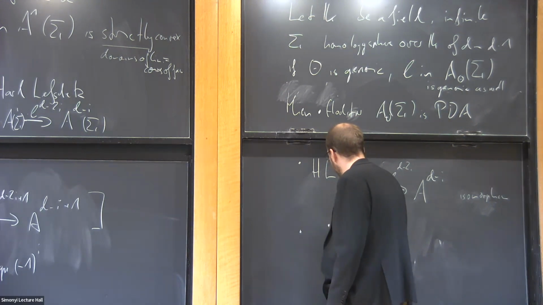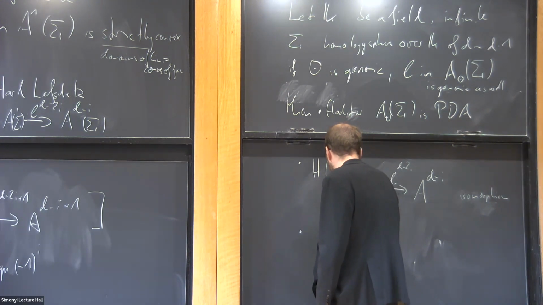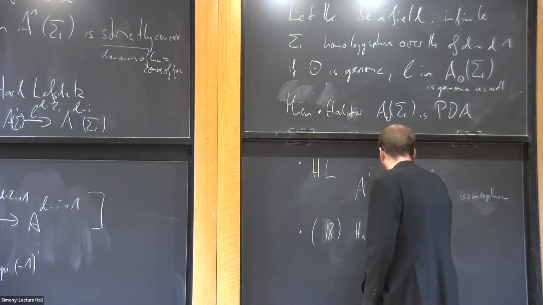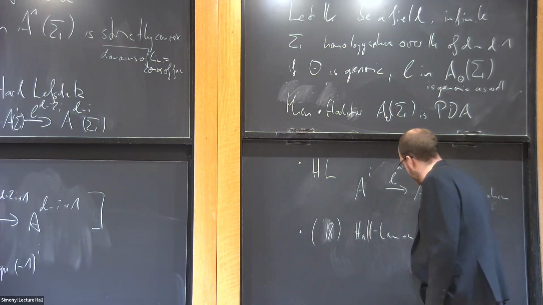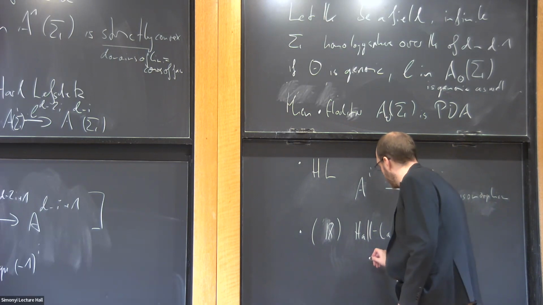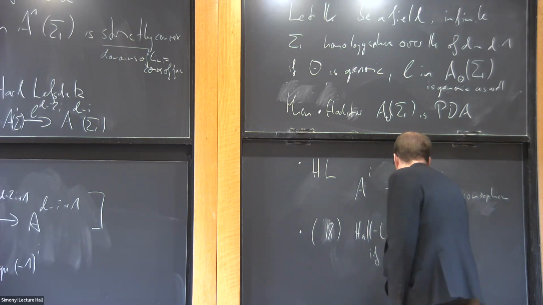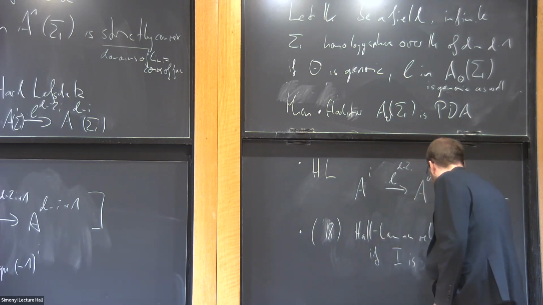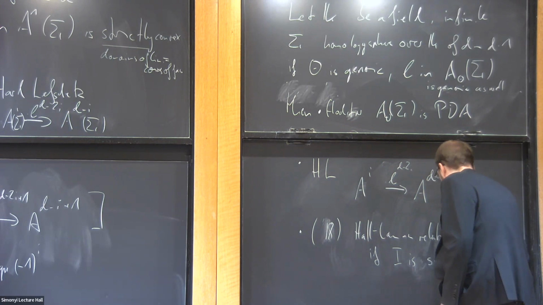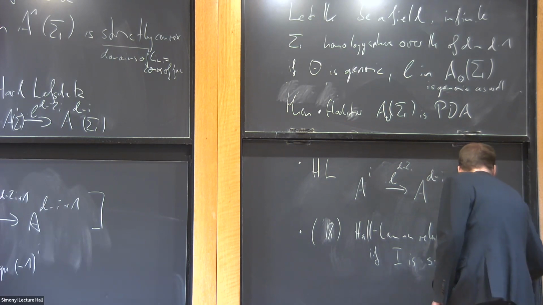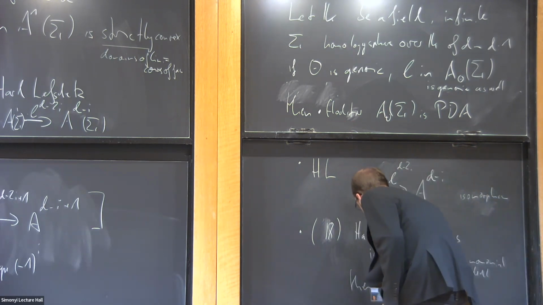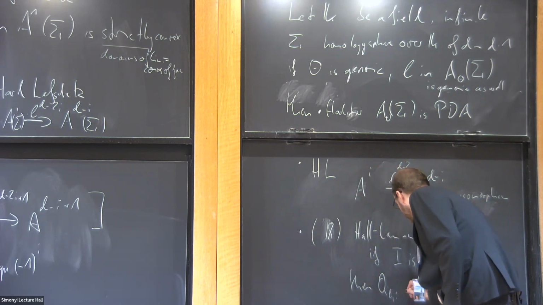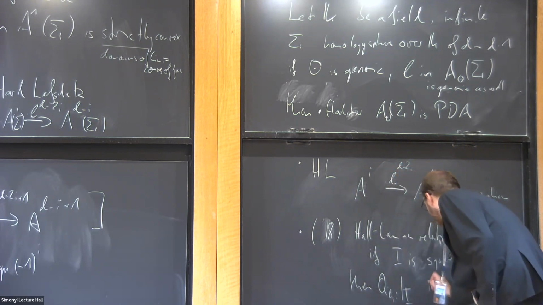So the first property that was in this original paper from 2018 is what I call the Hall-Laman relations. I will try to explain a little bit where this name comes from. And this says that if I is any square-free monomial ideal, then Q_L^I restricted to this ideal does not degenerate.